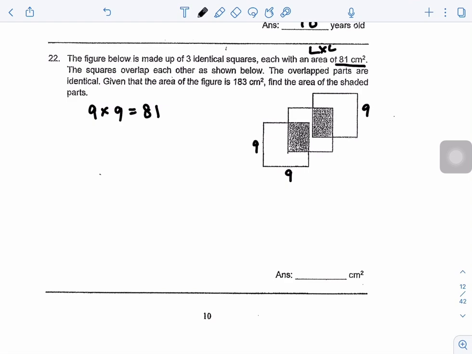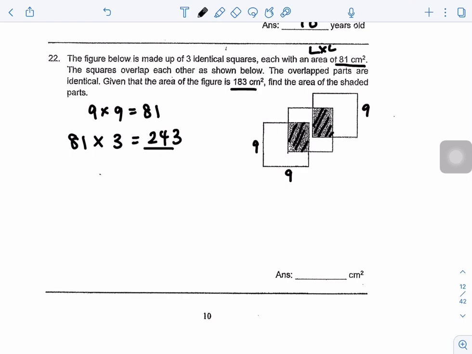Now let's assume that there is no overlap at all. Okay, if there's no overlap, one square is 81. 3 squares will be 81 times 3, that is 243. But that is not the area. The area is only 183, right? Why is the area of the figure smaller? Because of overlap number 1, overlap number 2.